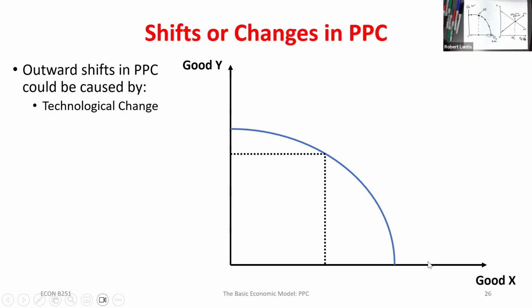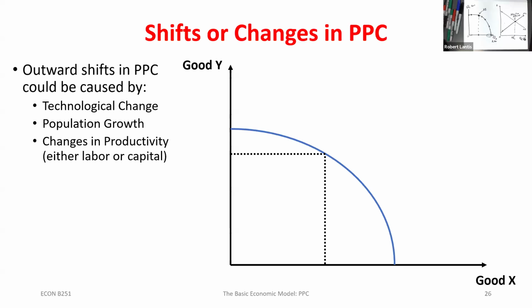Well, if I have a technology change that impacts the production of every good equally, then if I'm only producing one good, I can produce more of it. If I have more people, population growth, I now have more labor hours to devote towards the production of that good. Doesn't matter which good I'm producing, I can now produce more of it.